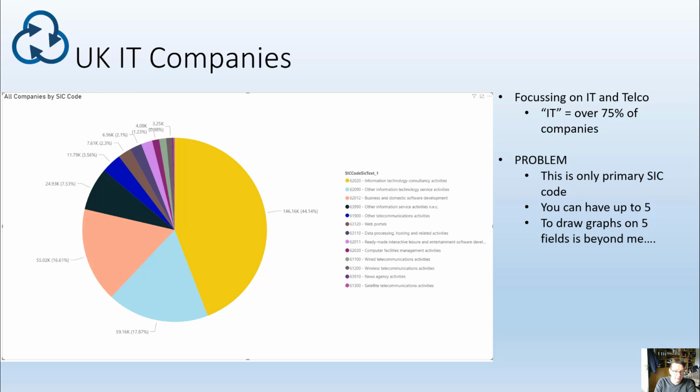And the telco side of things is a bit smaller than I was expecting. You see the SIC code for wired telecommunications activities, 61100, or 61200 for wireless, are relatively small of the overall size of this pie. So it sort of goes to show that IT is a bigger portion by volume of company, not by revenue, than telco.